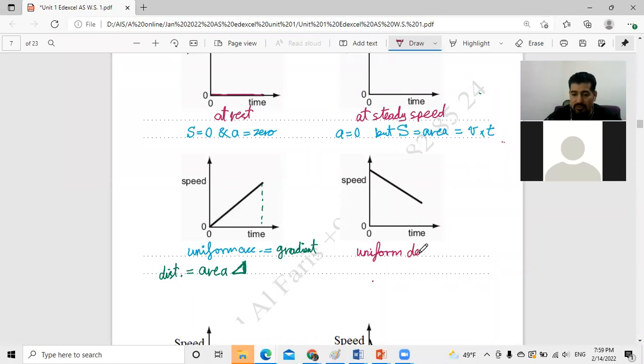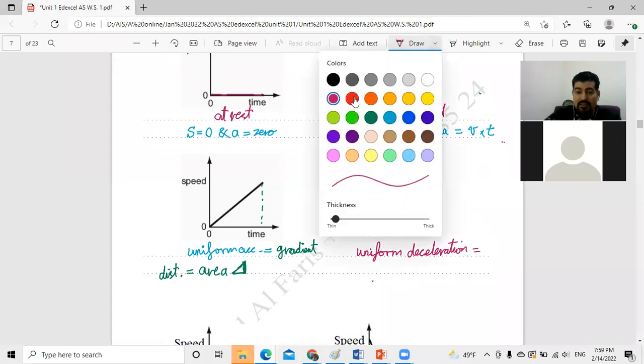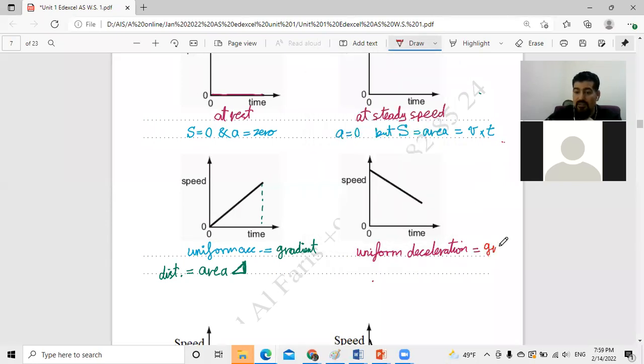So uniform deceleration, and I can find the deceleration also by finding what? By finding the gradient. Excellent. Whenever I have the gradient, I can find how much is the deceleration. Forget the negative sign, okay?